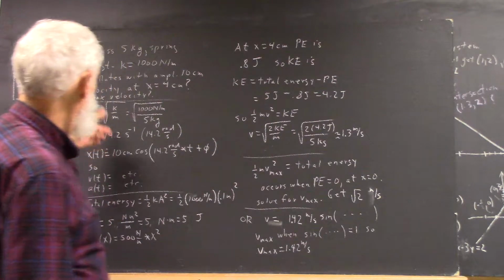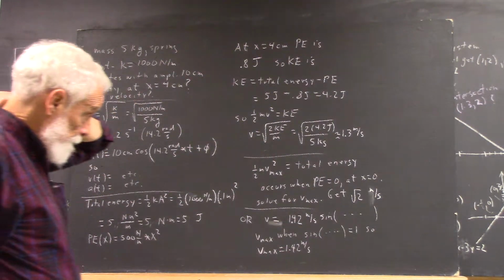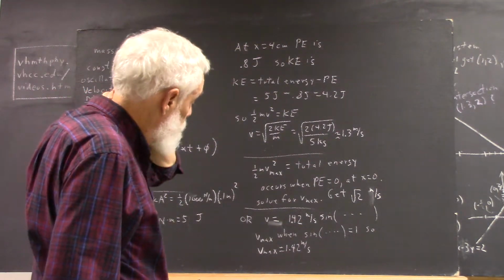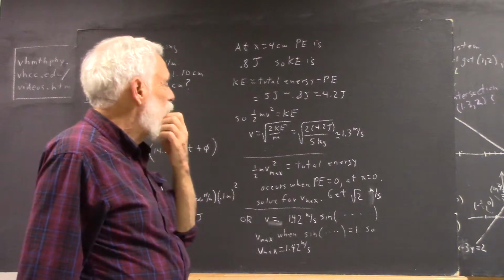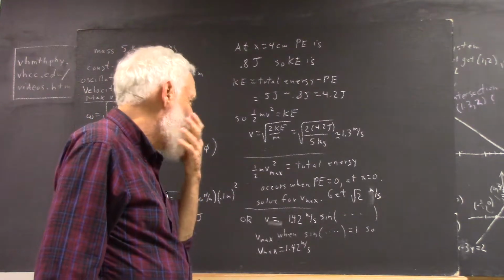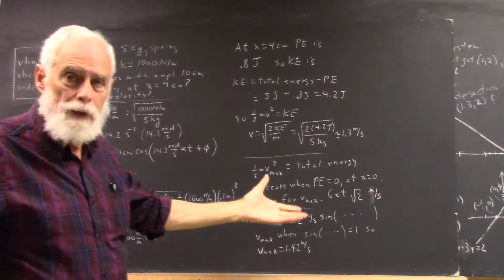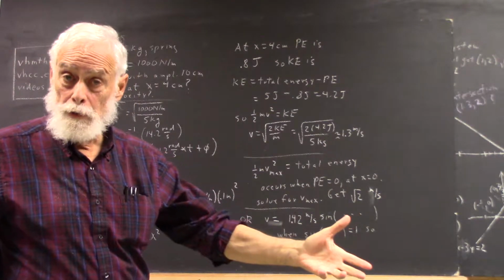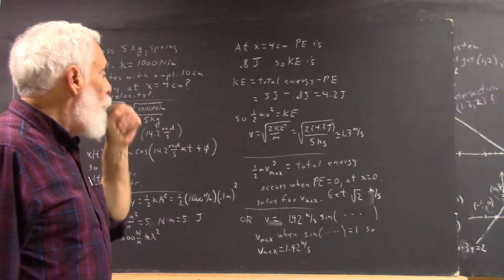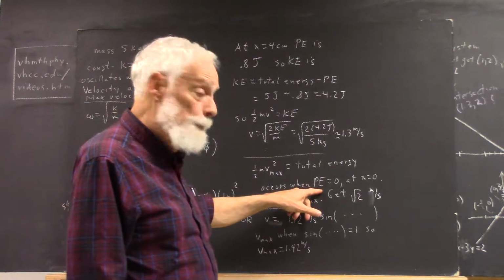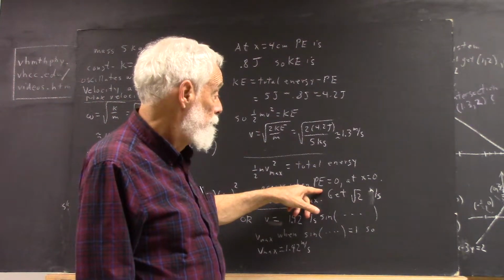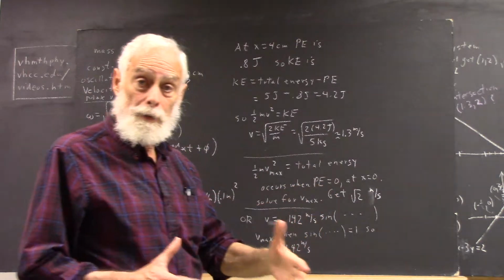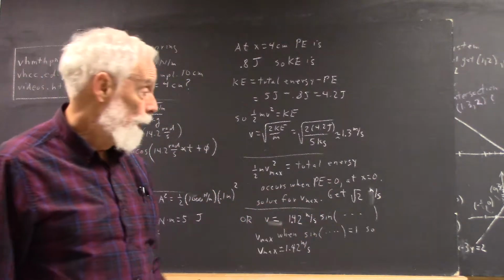Then the question is, what's the maximum velocity? Well, maximum velocity occurs when the kinetic energy is a maximum. And that's when the kinetic energy is the total energy. Where does that occur? Well, it occurs when the potential energy is 0. So if it's not obvious to you, be sure you think about why that is.